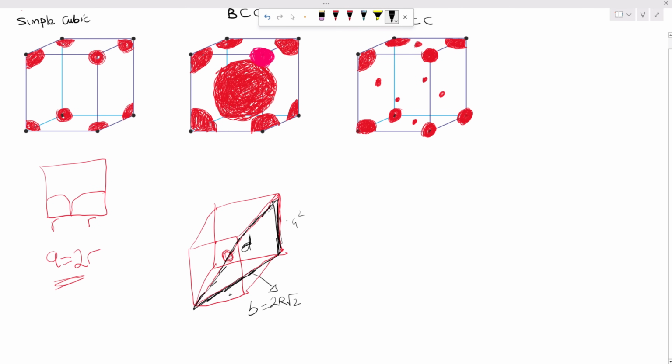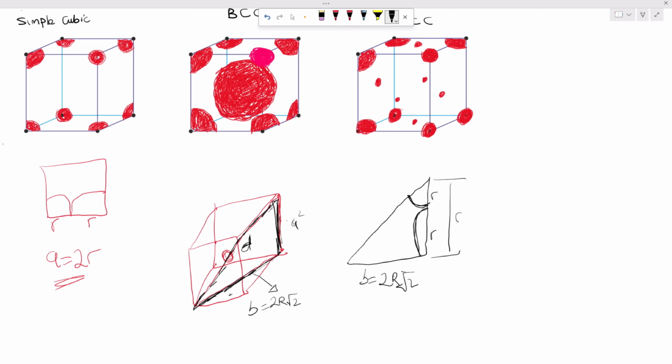Okay, so this diagonal that we just found, let's call it B, right? And this is A. So I'll try drawing it out by making it look like this. So we have a diagonal, right? So this is our B is equal to 2r root 2, and this is our A. Remember, we have an atom here and an atom here, which is R and R. So the total distance is A.